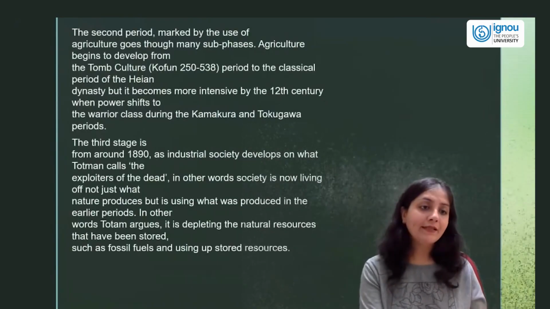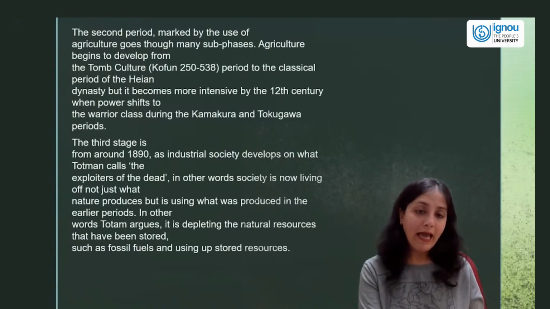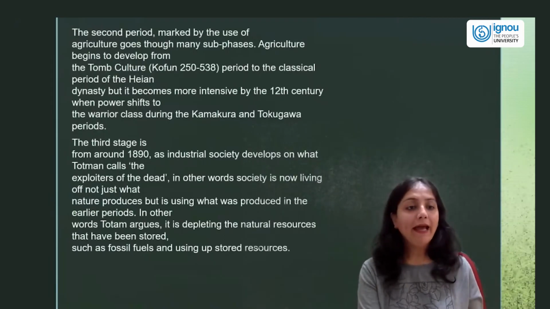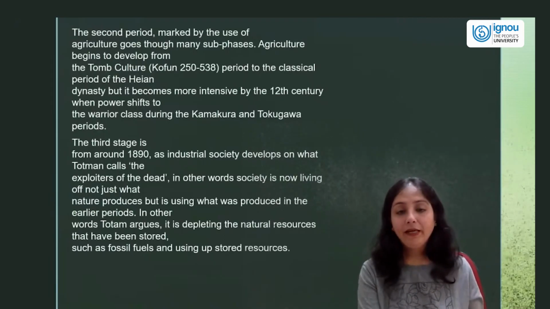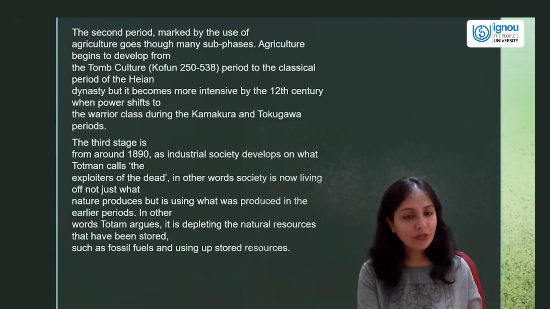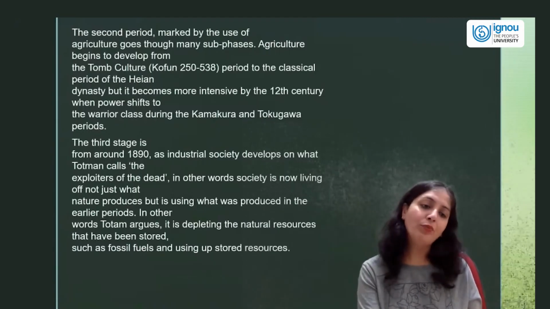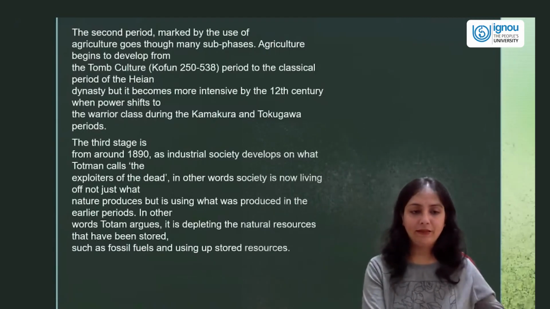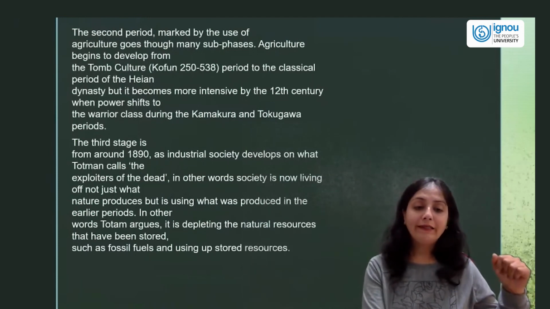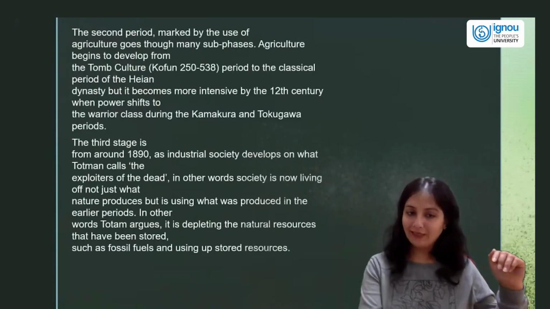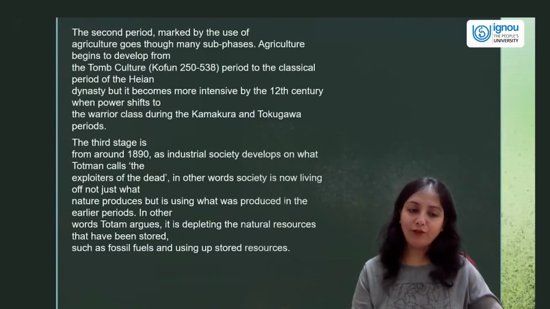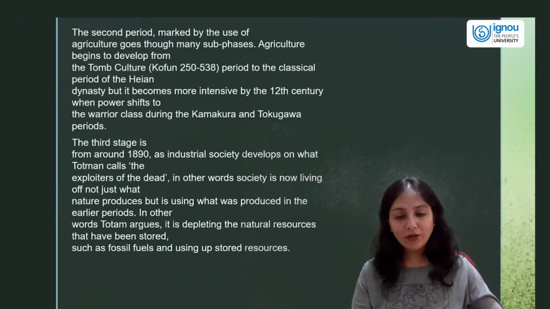The third stage is from around 1890, as industrial society develops on what Totman calls the exploiters of the dead. In other words, society is now living off not just what nature produced, but is using what was produced in earlier periods. Totman argues it is depleting the natural resources that have been stored, such as fossil fuels, using up stored resources.